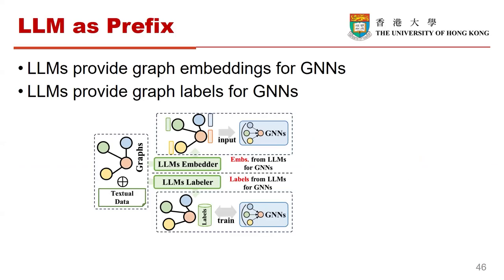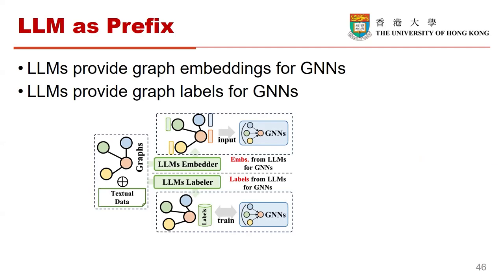Thanks for the introduction. Hi, everyone. I'm Haoxia Liang, a postdoc in Professor Chao Huang's group, and I will lead the second part of this tutorial. We will talk about methods that utilize LLMs as the prefix component. These methods utilize LLMs to acquire some results, including encoded representations and prediction labels. By utilizing these results, the encoding process and the model training process of GNNs can be improved.